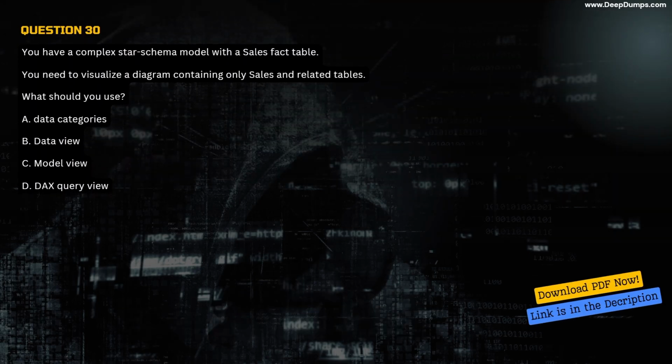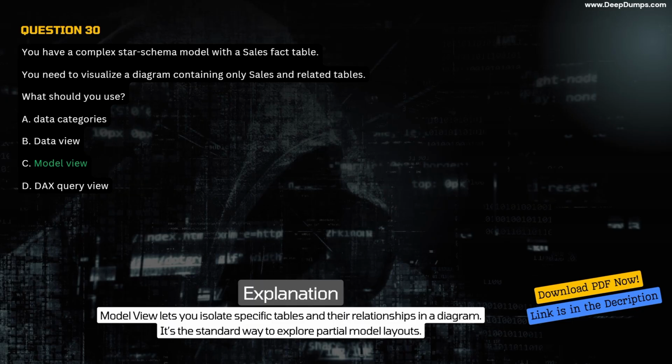Question 30. You have a complex star schema model with a sales fact table. You need to visualize a diagram containing only sales and related tables. What should you use? A. Data categories. B. Data view. C. Model view. D. DAX query view. Correct answer C. Model view. Explanation. Model view lets you isolate specific tables and their relationships in a diagram. It's the standard way to explore partial model layouts.